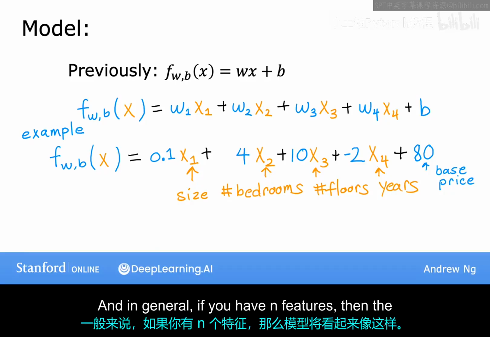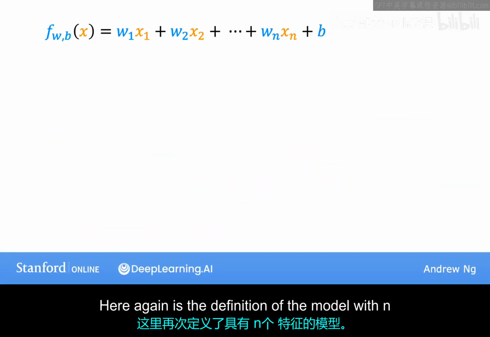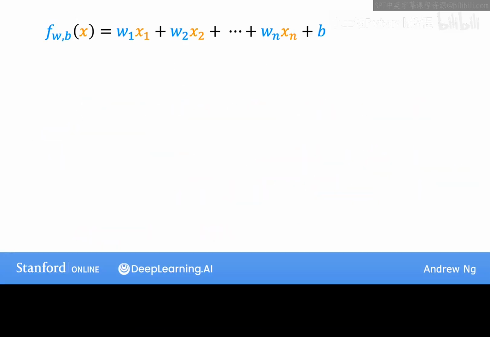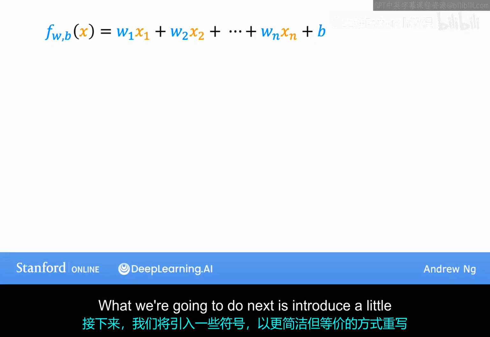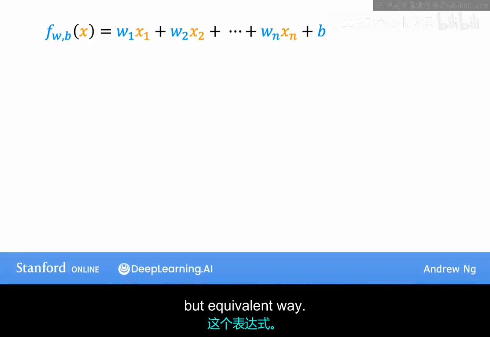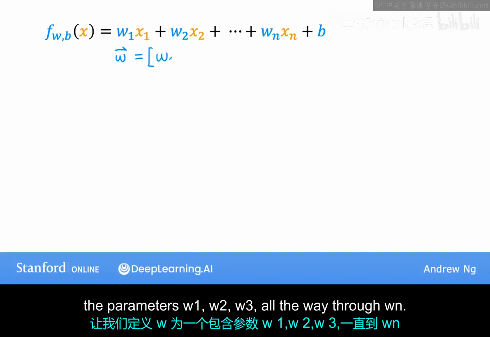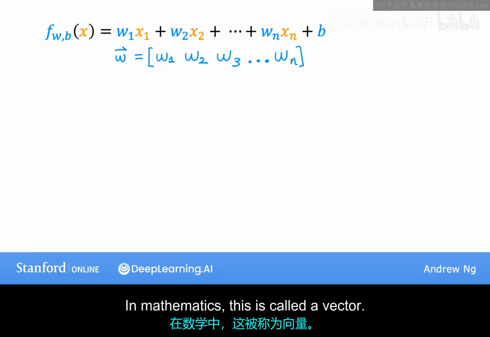And in general, if you have n features, then the model will look like this. Here again is the definition of the model with n features. What we're going to do next is introduce a little bit of notation to rewrite this expression in a simpler but equivalent way. Let's define W as a list of numbers that lists the parameters W1, W2, W3, all the way through Wn. In mathematics, this is called a vector.